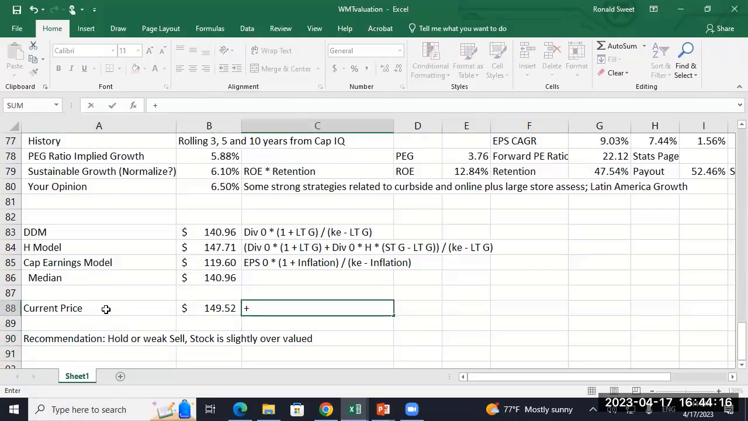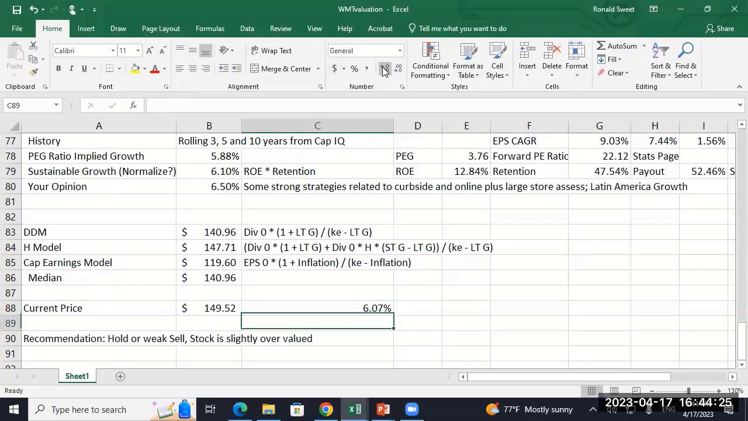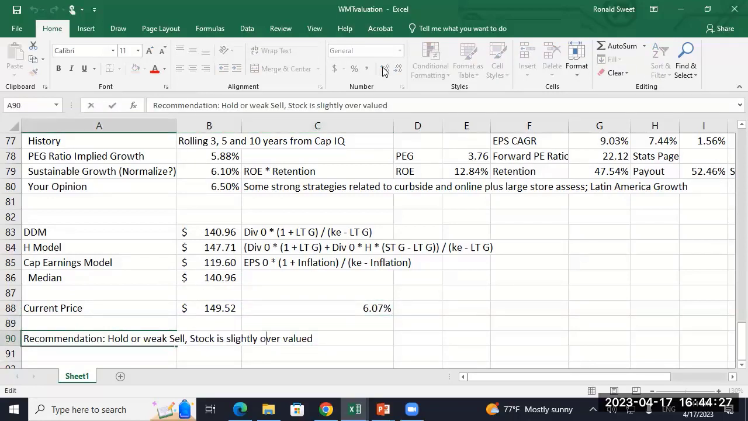Well, it's going from 149.52, and I think it's worth 140.96. So it's about 6%. I don't usually say sell if I think a stock is 6% overvalued because it's pretty close. I don't think my assumptions are so perfect. I could change my growth rate by 0.01 and it would radically change this.